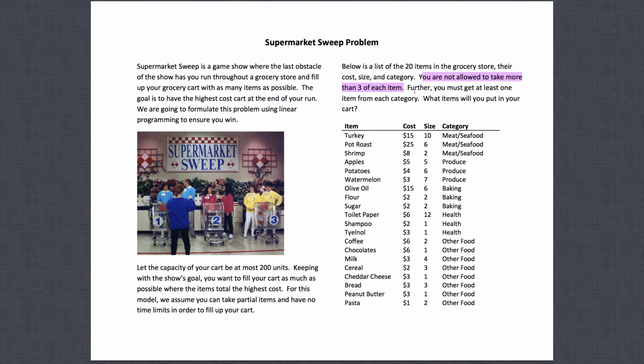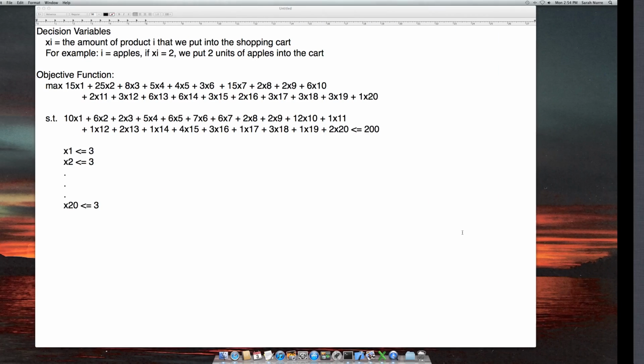So then lastly, we must get at least 1 item from each category. So we have to have the sum of our items in the meat and seafood category be at least 1. If I just look at meat and seafood, this is x1, x2, x3, that has to be greater or equal to 1. And then you would do it the same for each of the other categories.